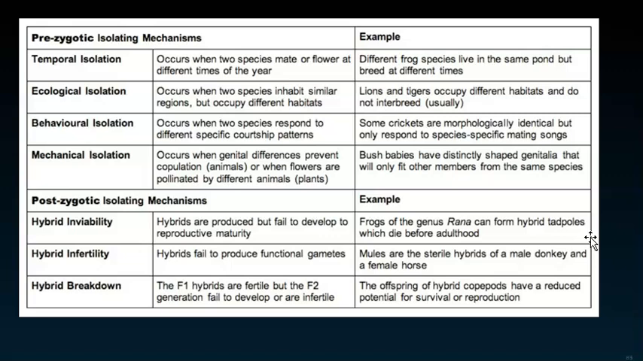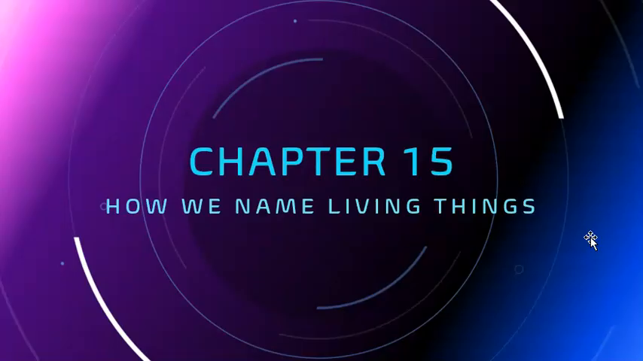Also, mules are the sterile hybrids of a male donkey and a female horse. So just kind of like the liger, the donkey and the horse were able to produce offspring, but that offspring is not able to produce offspring. And then hybrid breakdown. So the offspring of hybrid copepods have a reduced potential for survival or reproduction. So that just means that even though the zygote was formed, that offspring is not going to survive to the point where it can then reproduce.